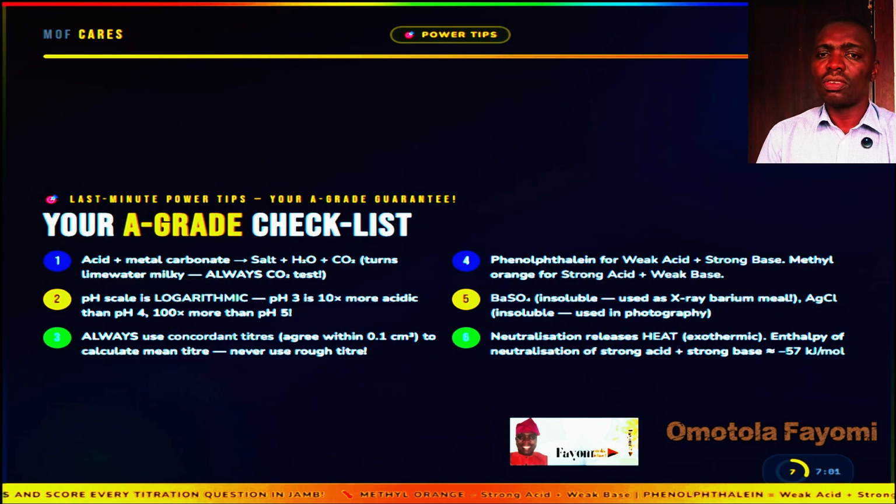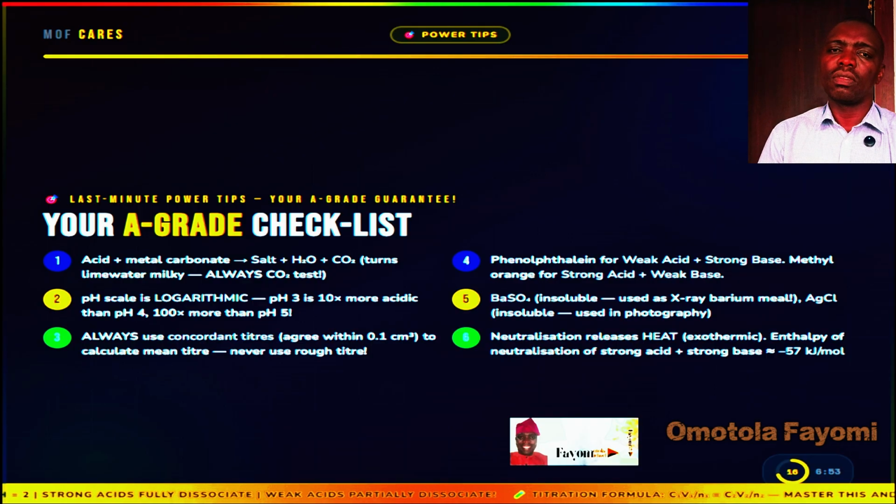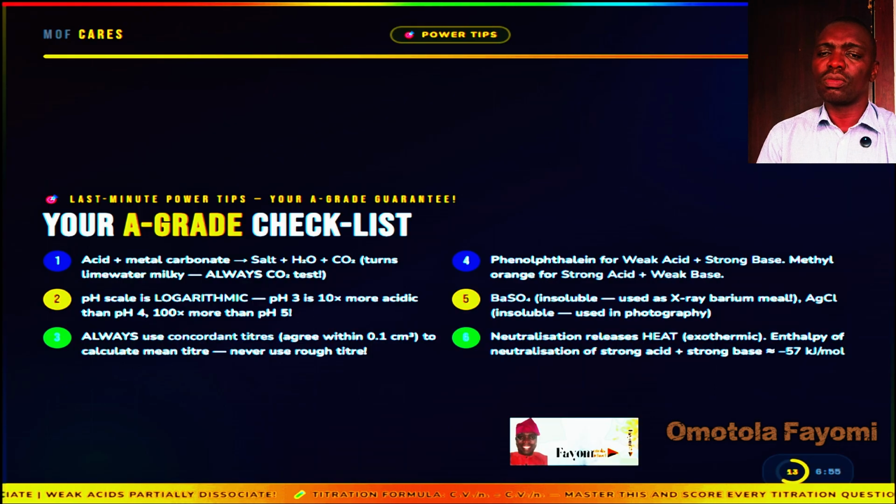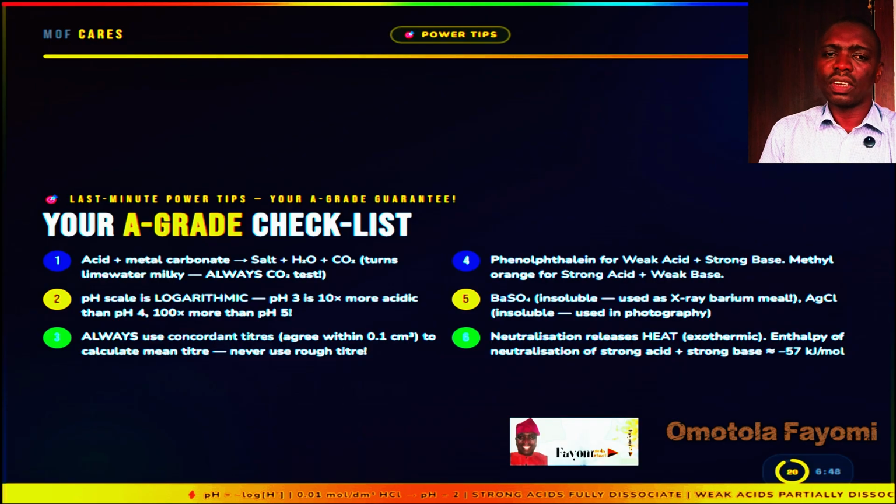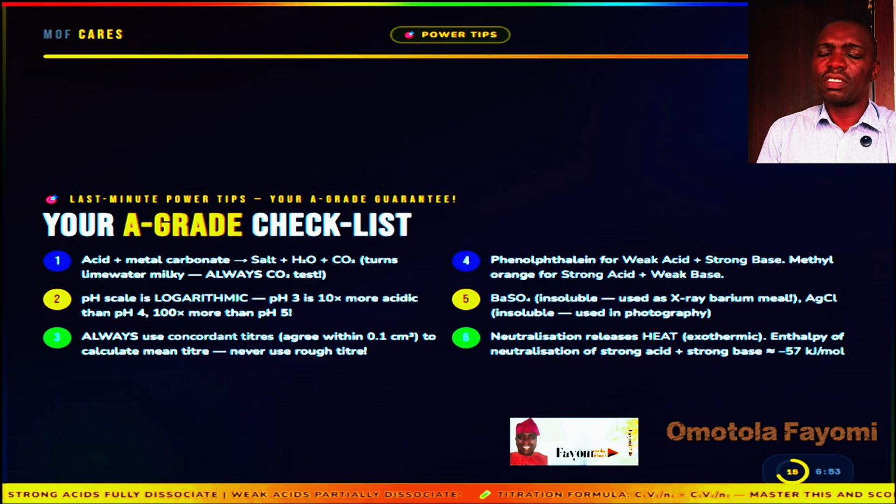4. Indicator rule: methyl orange for strong acid with weak base, phenolphthalein for weak acid with strong base. Acid endpoint equals methyl orange, alkali endpoint equals phenolphthalein. 5. Barium sulfate is so insoluble that it is used as the barium meal in X-ray imaging, and it does not dissolve and is safe to swallow. Silver chloride is used in black and white photography, light sensitive and insoluble. 6. The enthalpy of neutralization for any strong acid reacting with any strong base is approximately 57 kJ per mole.